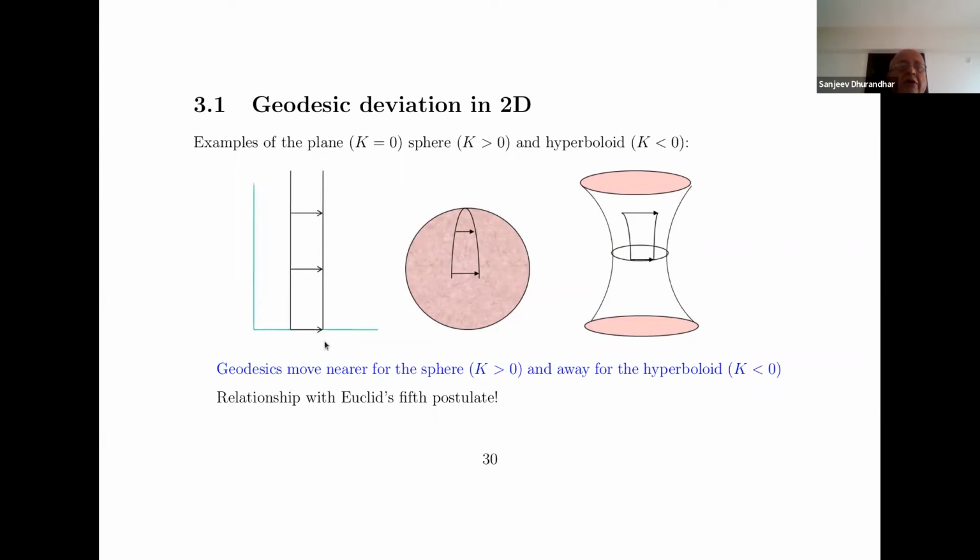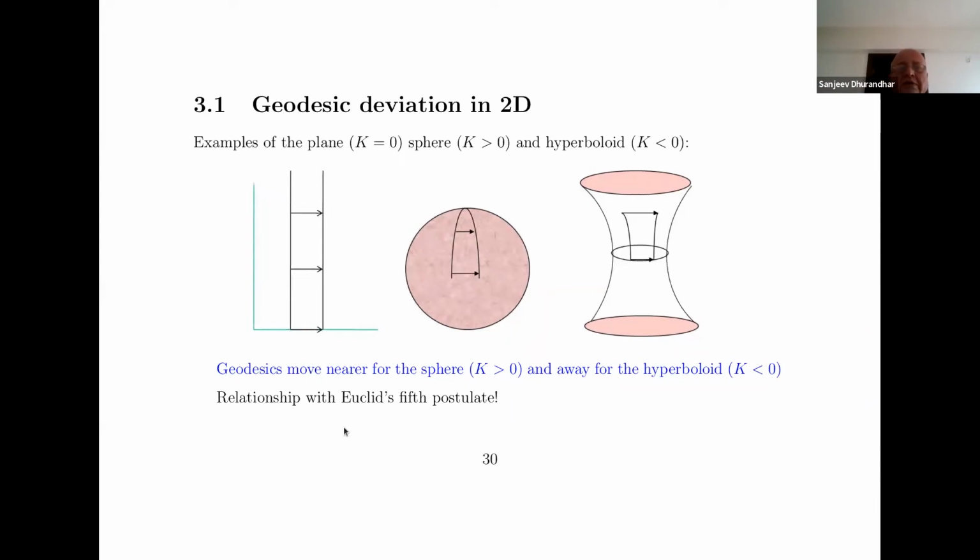However far you extend this, these lines will never meet. They will keep on following the straight line like this. And the reason for that is that k is zero. That's what it tells you. You are in Euclidean geometry.